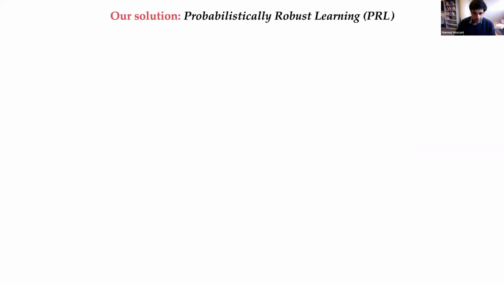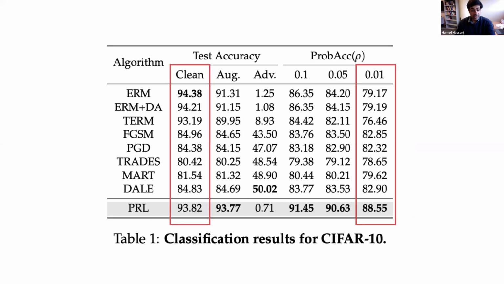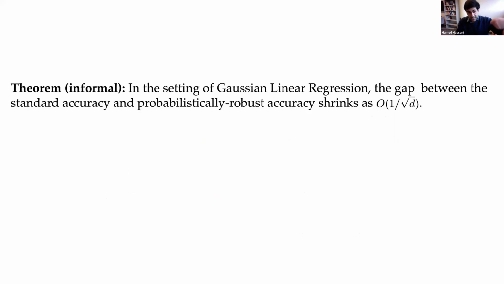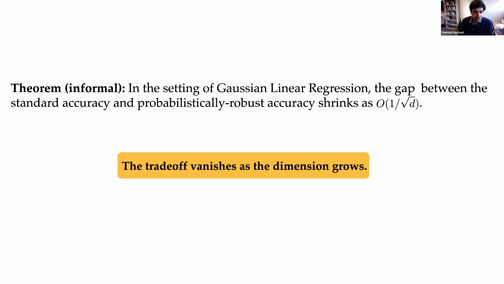But what's important here is to look at the clean accuracy also. The clean accuracy is the performance on non-perturbed or benign inputs. The clean accuracy of this algorithm is very close to the clean accuracy of ERM, the best clean accuracy that you can have. So as you see, while these algorithms are being robust, their clean accuracy does not degrade with respect to ERM. So the trade-off that we talked about in the first part is mitigated, or essentially does not exist. And this can be provably shown. In the setting of the Gaussian linear regression problem that I mentioned in the first part of the talk, you can show that the gap between robustness and accuracy shrinks as something of order 1/√d, where d is the dimension. So if your data is high dimensional, essentially the trade-off vanishes as the dimension grows.